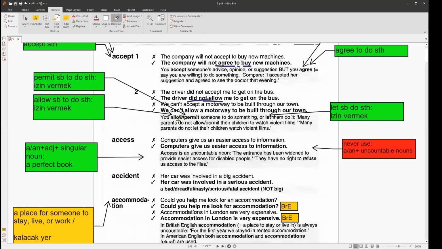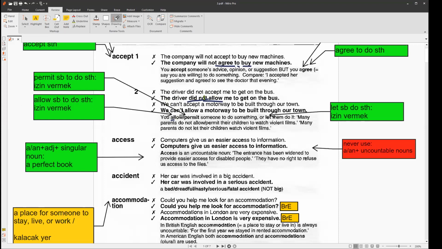Allow, permit, or let. In Turkish, you say izin vermek for all of them. But they have special formats, special patterns. Look at this one. Permit somebody to do something like this.